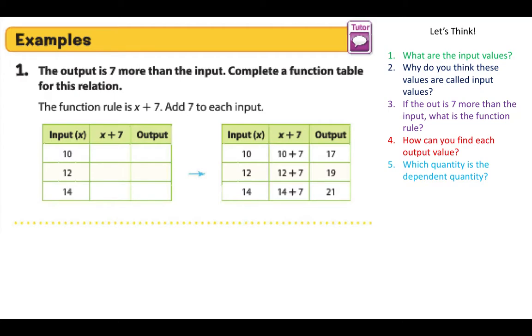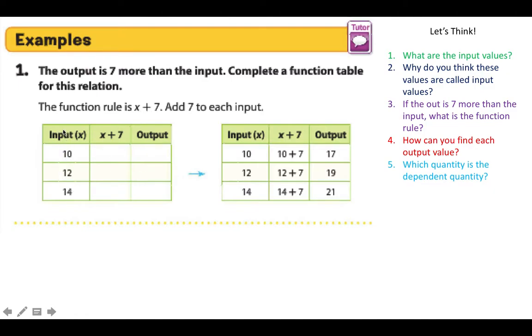In example number 1, we kind of get those ideas. Number 1 says the output is 7 more than the input. So from that, we're going to be able to construct a function table. So let's complete a function table for this relation. The output is 7 more than the input. So let's see. The function rule is x plus 7.